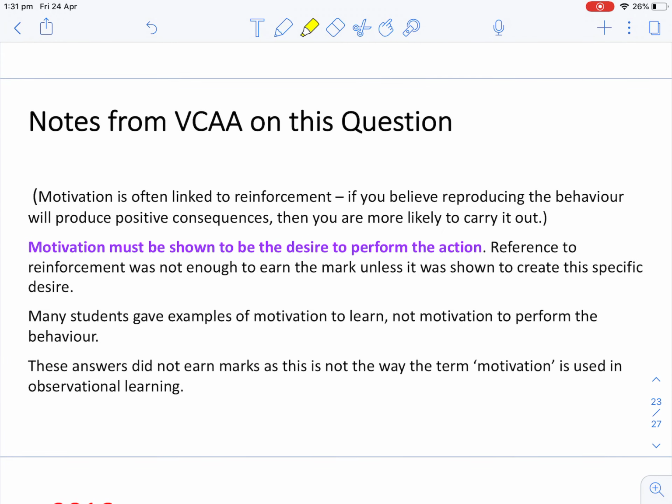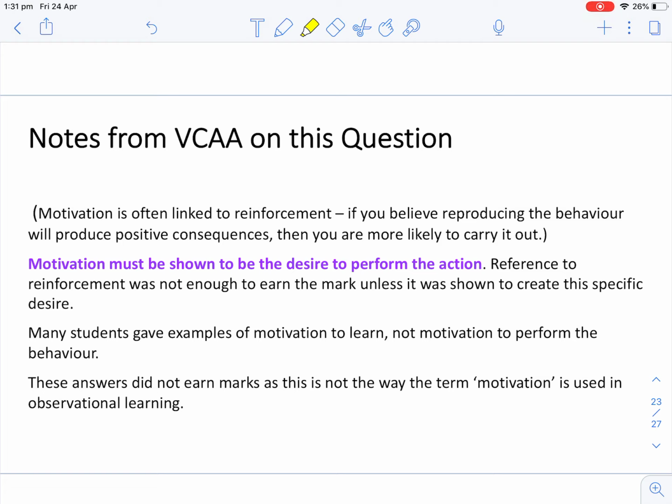Couple more notes from Vika in regards to this question, because the marking allocation didn't seem to be as simple as that. So motivation is often linked to reinforcement. If you believe that reproducing something will give you positive consequences, then you are way more likely to carry it out. So you might want to do something, and then once you think about the consequences, if they are good, then it strengthens your motivation and therefore leads to that reinforcement. So motivation must be shown as the desire to perform the action. Reference to reinforcement, so talking about that end goal there, was not enough to earn the mark unless it was shown to create this specific desire.